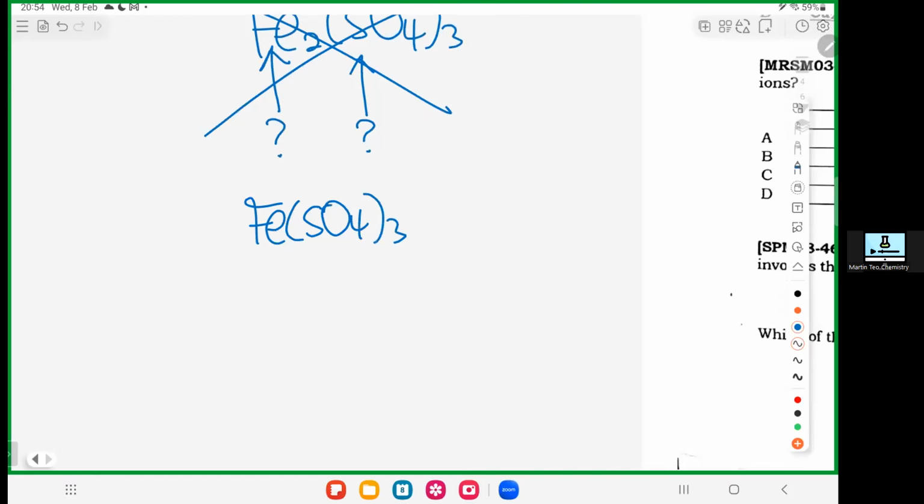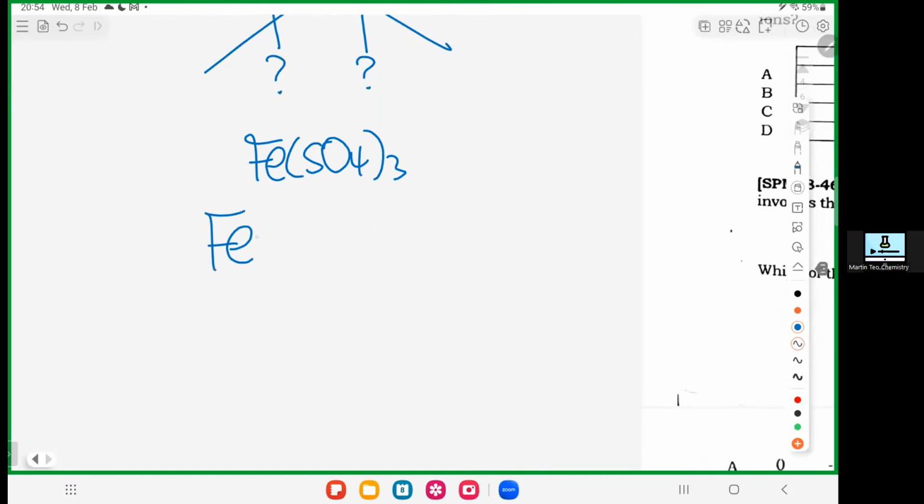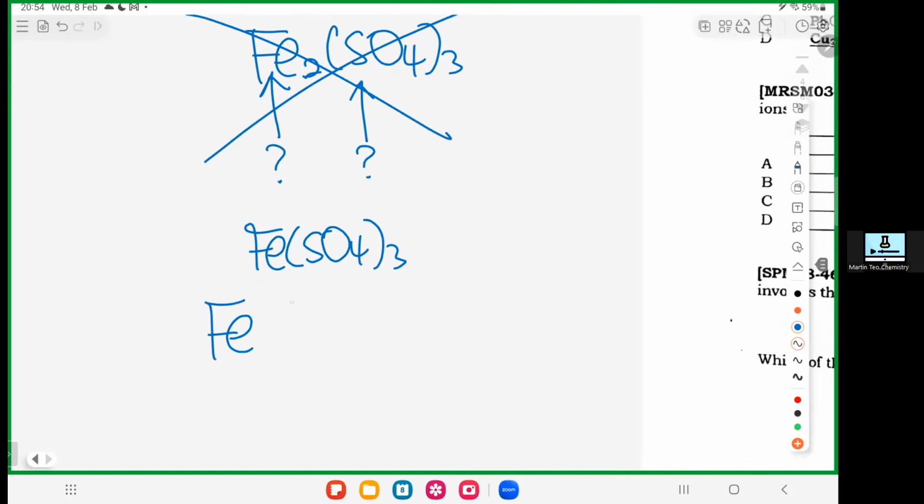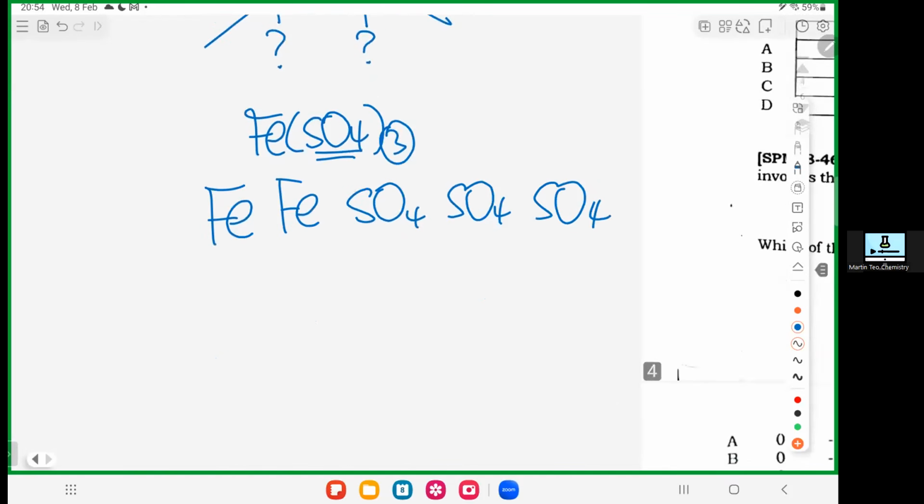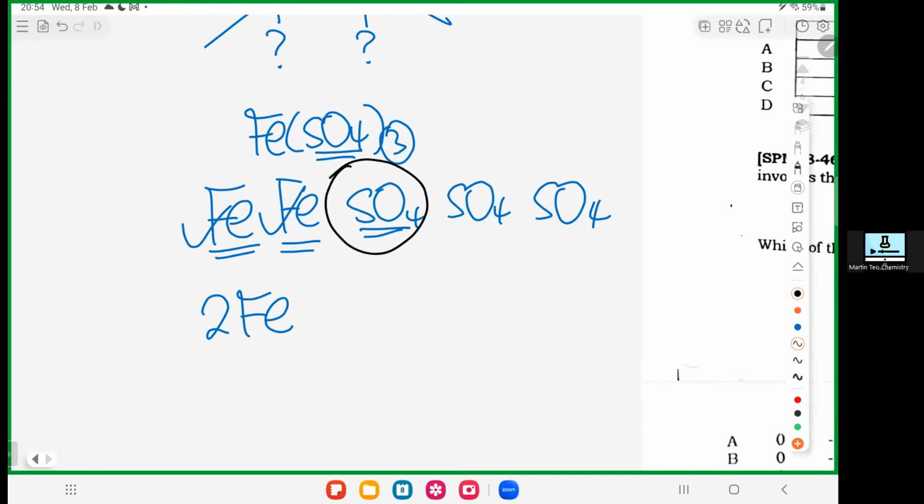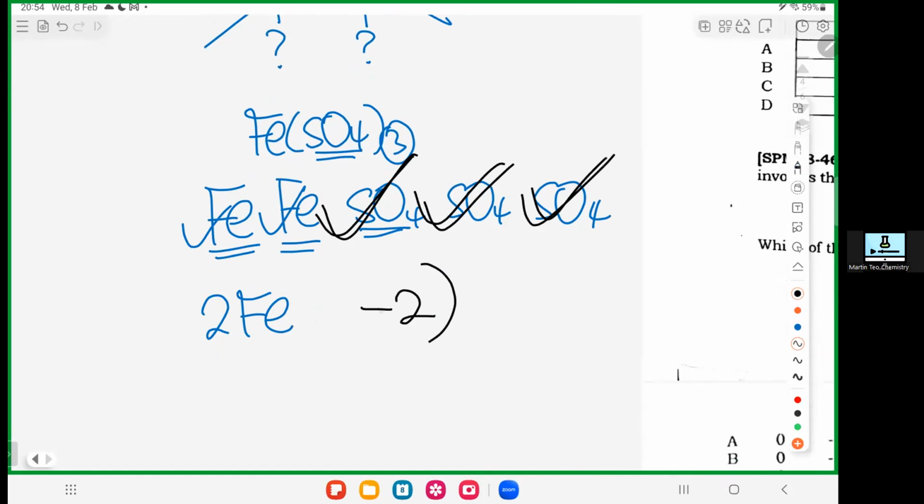Fe2(SO4)3 means what? You have 2 Fe combined with 3 SO4. So the Fe we don't know, you have 2 of it. SO4, what is the charge for the whole thing? Can you tell me what is the charge for the SO4? 2 minus, so you have 3 SO4. So -2, you have 3 of it, times 3.